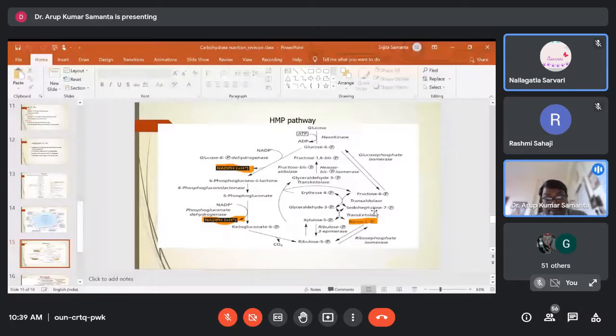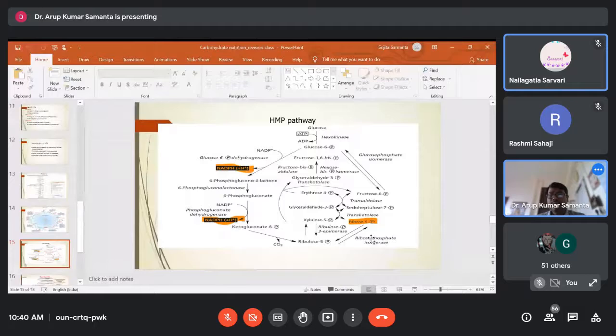Another one is NADPH, nicotinamide adenine dinucleotide phosphate hydride. This NADPH is required for fatty acid synthesis. So basically through the HMP pathway, glucose is producing ribose and NADPH, where NADPH is required for fatty acid synthesis, and ribose is required for DNA and RNA synthesis. This much you should remember. You do not need to remember the whole pathway.